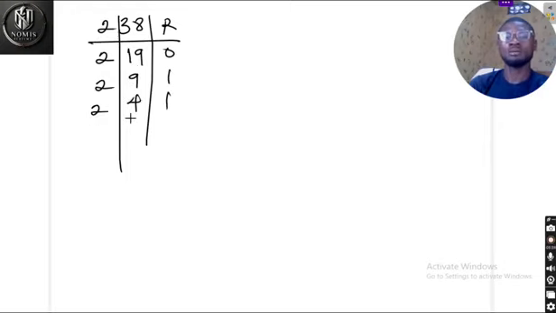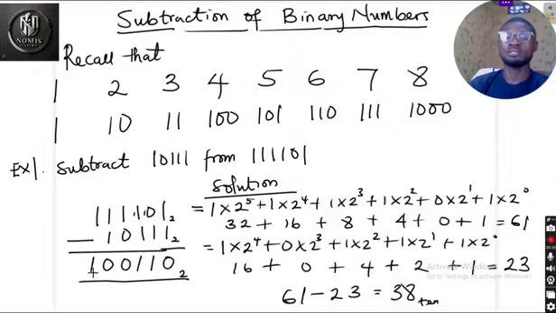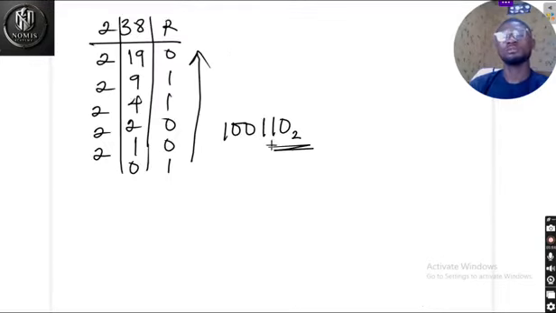4 divided by 2 is 2, remainder 0. 2 divided by 2 is 1, remainder 0. And then 1 divided by 2 is 0, remainder 1. So we take our answer upward. So that is 100110 in base 2, and that's our answer. You can see we arrive at the same answer, 100110. So we just find the subtractions of the numbers. Let's take another example.